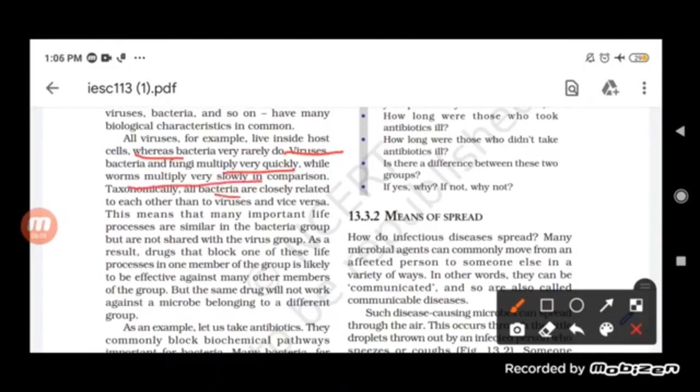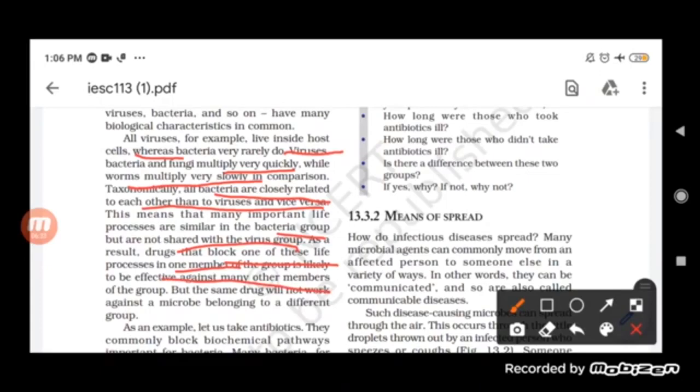All bacteria are more closely related to each other than to viruses, and vice versa. This means that many important life processes are similar in the bacteria group but not shared with the virus group. As a result, a drug that blocks one of these life processes in one member is likely to be effective against many other members of the group, but the same drug will not work against a microbe belonging to a different group. So see here what does that mean? It means the bacteria's functions are almost equal.